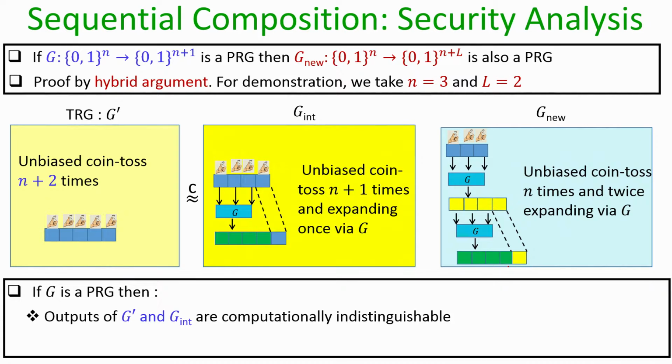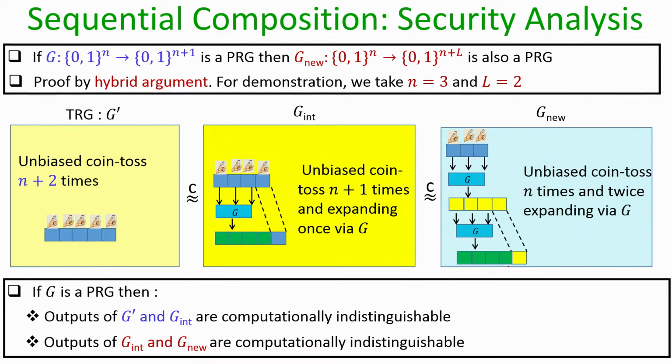In the same way, we can prove that if the algorithm G is actually a pseudo random generator, then no polynomial time distinguisher can distinguish apart a random sample produced by G int from a random sample produced by G new, and again the proof will be by reduction. That means, if you have a polynomial time distinguisher who can distinguish apart a sample of G int from a sample of G new, then we can show via reduction that the same distinguisher can be used to distinguish apart the output of the algorithm G from the output of a true random number generator which produces true random strings of length n plus 1 bits, which is a contradiction.